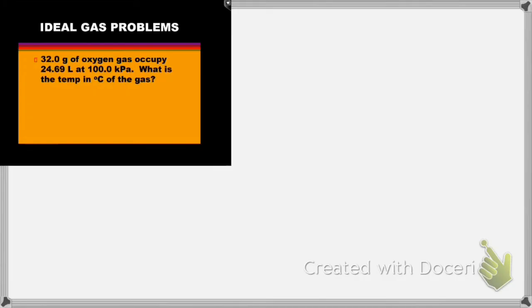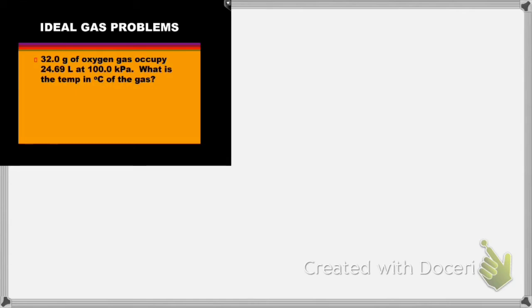So let's look at an example problem. 32 grams of oxygen gas occupy 24.69 liters at 100 kPa. We want to know what's the temperature of the gas in degrees C. So what's our clue that we want to use the ideal gas law? We see that we have one gas and one set of conditions. There's no talk about the volume changing, the pressure changing, any gas amounts changing, and they just want to know what is the temperature at this set of conditions.